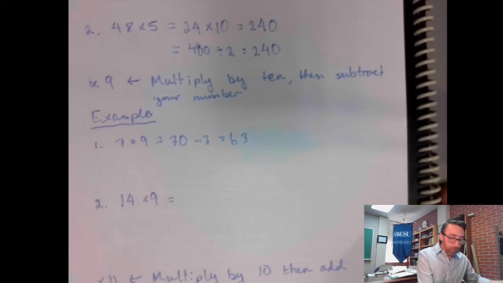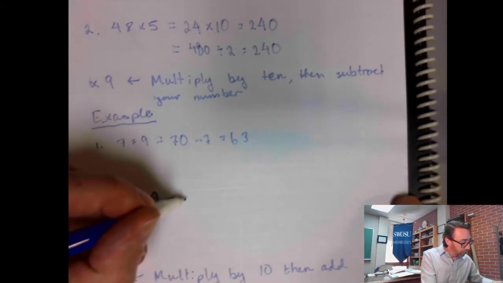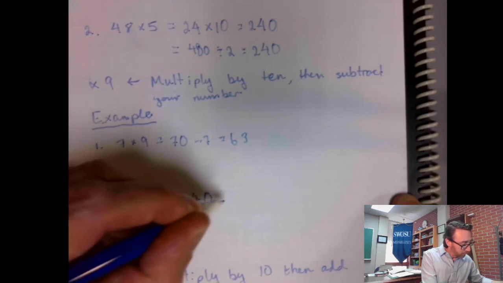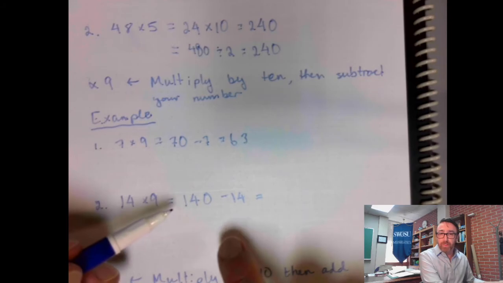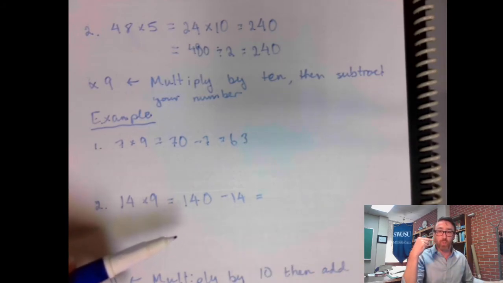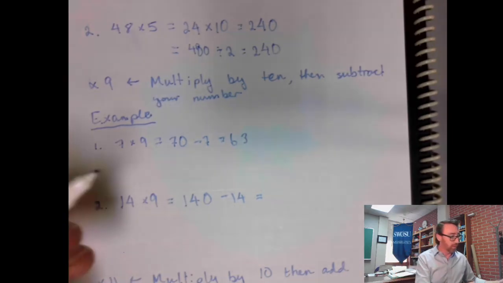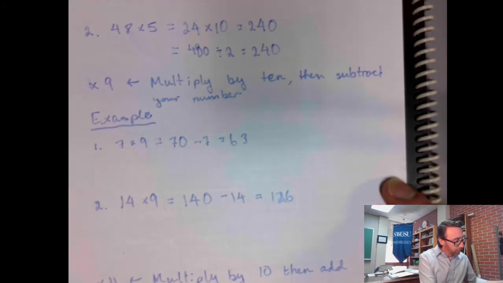Of course, it works with 2-digit numbers as well, or 3-digit numbers, or whatever you want to deal with. Okay, 14 times 9, multiply that 14 by 10, do 140. Now take away 14. Okay, we're doing mental math. We got 140 taken away 14. 140 take away 10 is 130. Take away the 4, 126. All right?